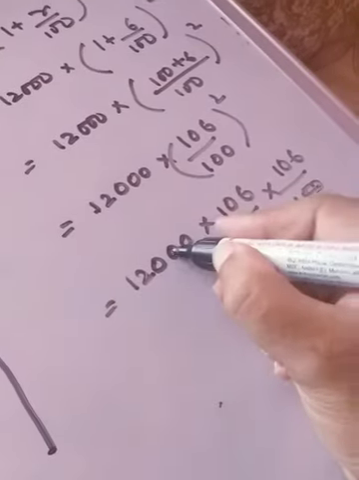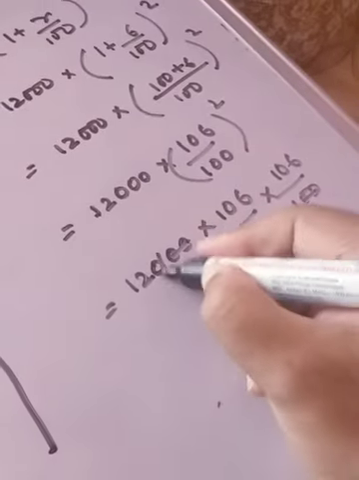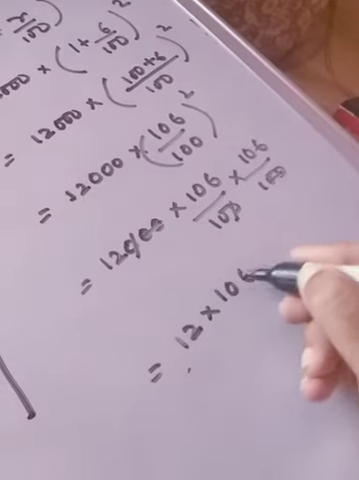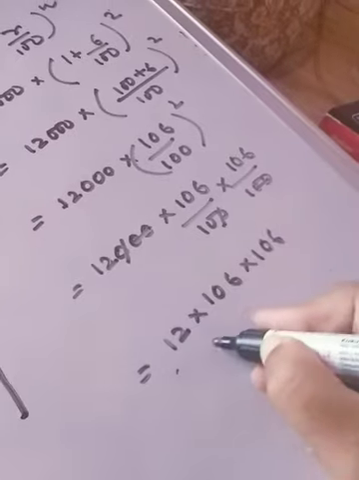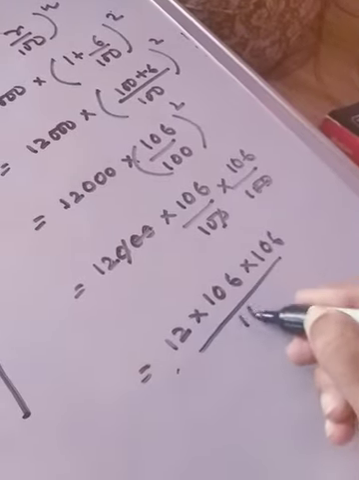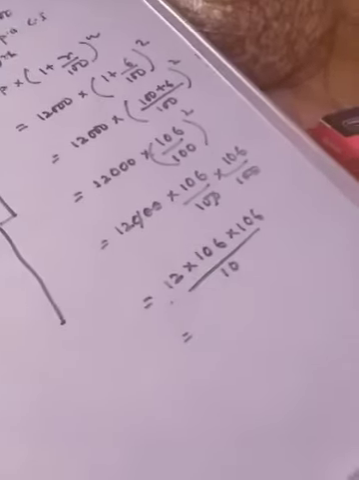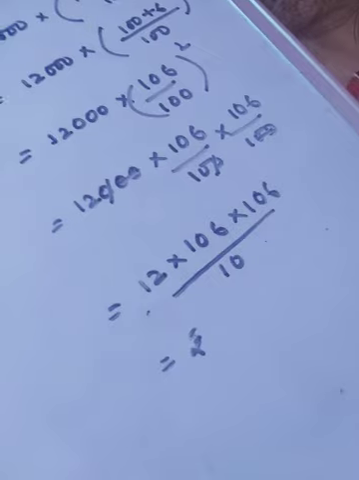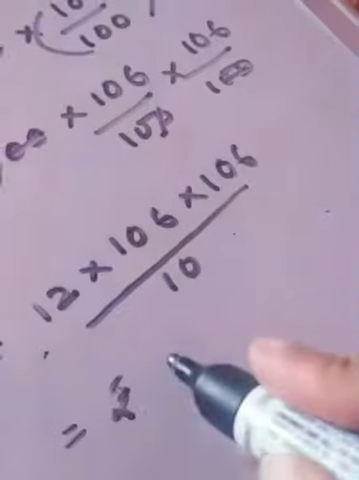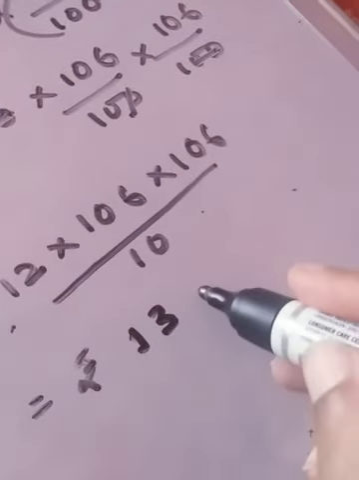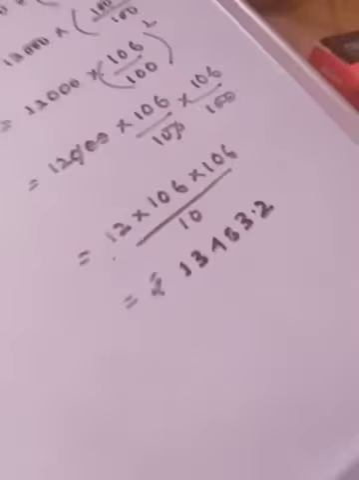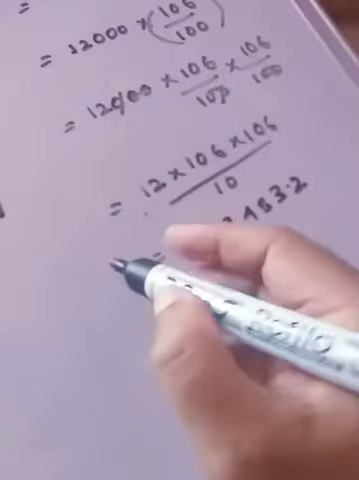So reduce this. Okay, so 12 into 106 into 106 upon 10. So you have to reduce it and you have to get the answer. So the answer would be what? The answer is 13,483.2. Okay, so this is the amount, isn't it?